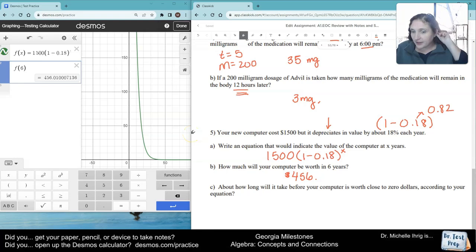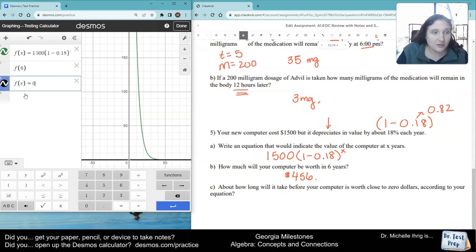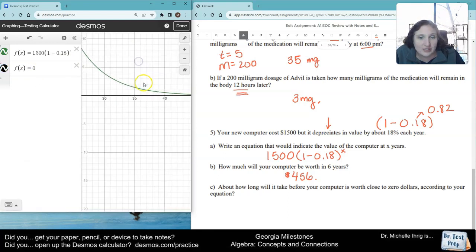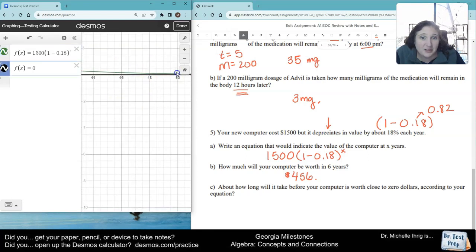How long will it take for the computer to be worth close to $0? Honestly, this is the one I would probably scroll in, or you can just do f of x equals 0. And we'll just keep scrolling and scrolling and scrolling. I mean, right here it's worth 49. Let's see. We need the green graph. Right there it's worth $48. Oh no, we're looking at the y value. I mean, I would say about 50 years. I don't think you're going to be exact. I mean, at 48 years it's worth 10 cents. So what does close mean? I would say about 50.